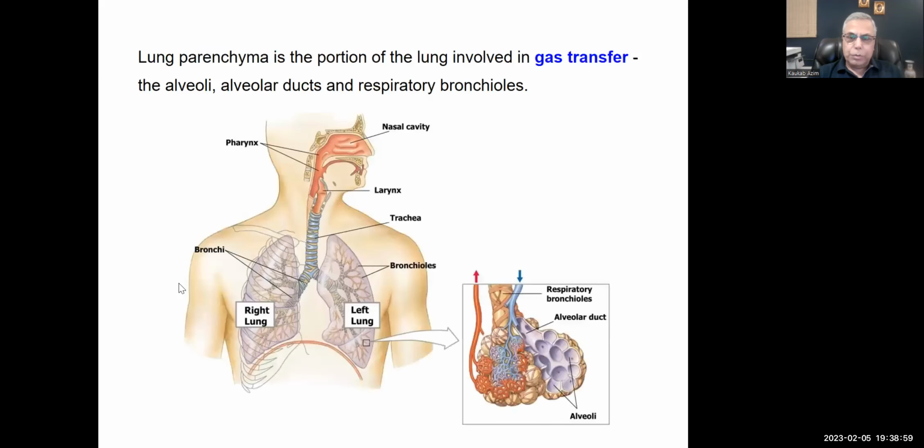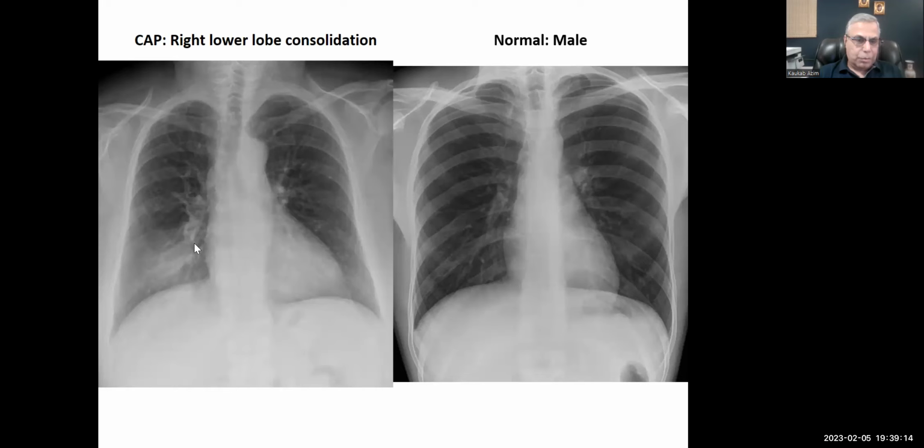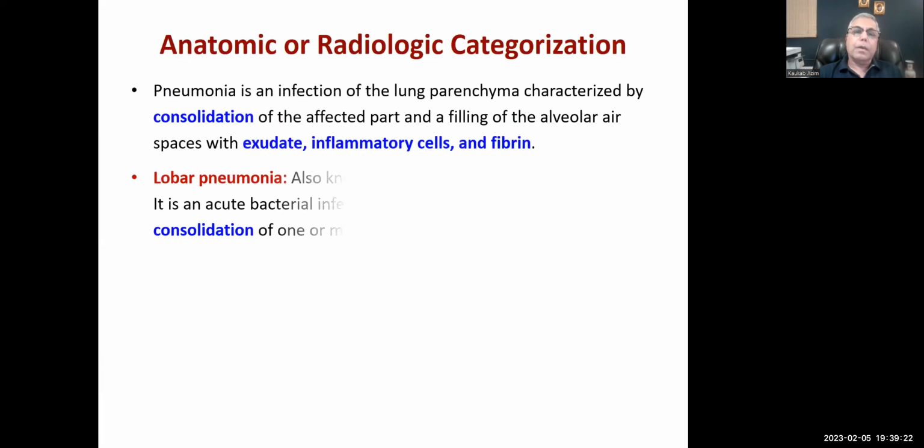So what I showed you over here, these alveoli, they get filled with fluid, okay? That is why there is no air in it, because air does not have space to enter the alveoli, right? And when there is no air, then it looks like this, okay? This is known as radio-opaque, a little radio-opaque, not very dense, right?